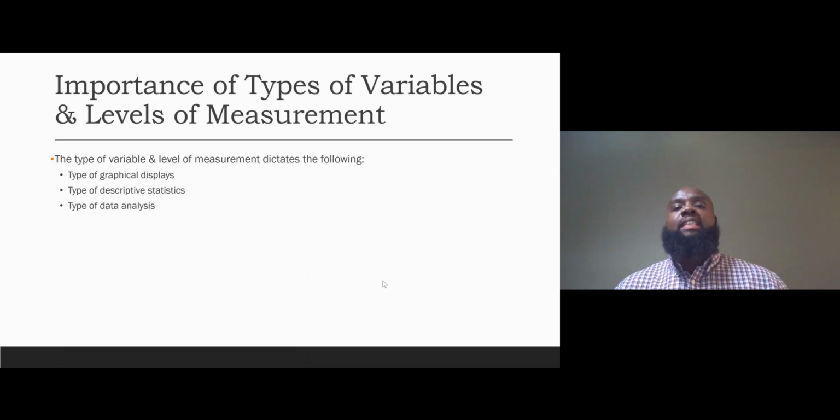So some statistics align themselves with categorical variables. Other statistics align themselves with quantitative variables. And then if we want to do different types of data analysis, the level of measurement and the type of variables also come into play. All right. And so I wanted to further define and give additional examples of those types of variables and the levels of measurement.